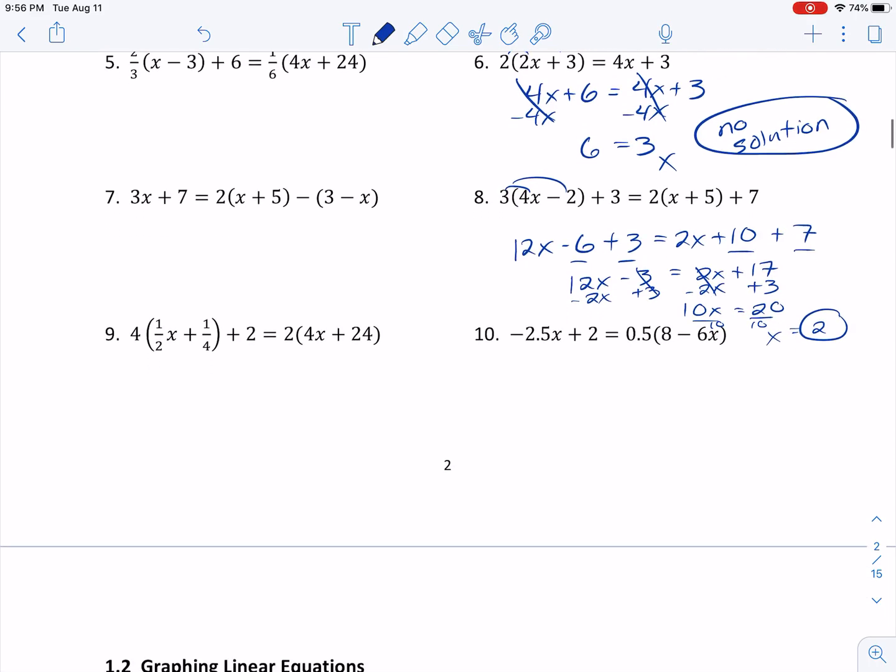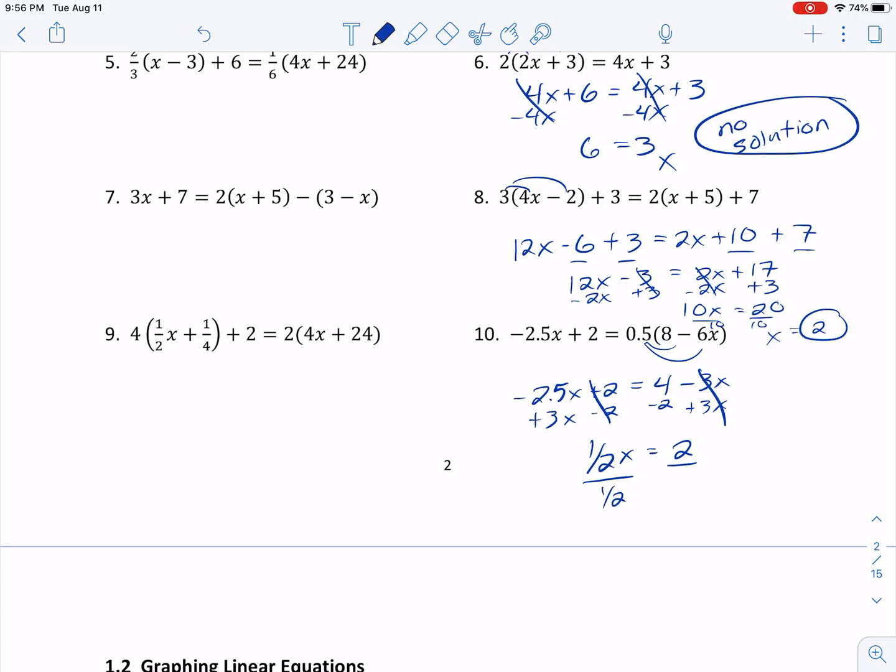And last one, number 10. Again, distribute. Half of 8 is 4, half of 6 is 3. No like terms, so start isolating. I'm going to add the 3x over to keep our coefficient positive. Subtract 2 to the other side. We get 1/2 x equals 2.